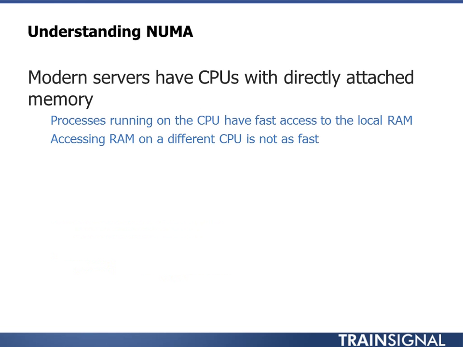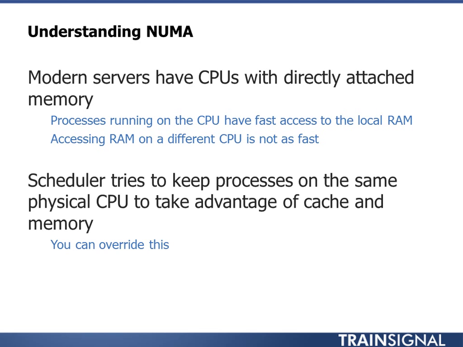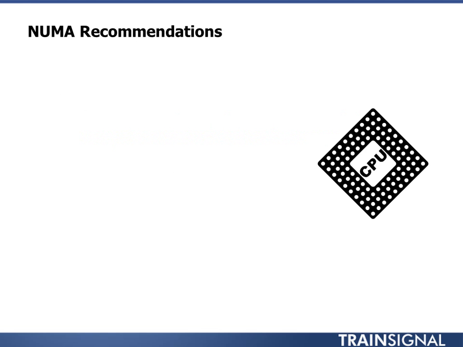So I just kind of ran through the spiel on this, but modern servers have CPUs with directly attached RAM. So processes running on the CPU have fast access to the local RAM. Accessing RAM on a different CPU is not as fast. It's still fast, but it has to go through a hop to get there, so it has a bit higher latency. The scheduler tries to keep processes on the same physical CPU to take advantage of cache and memory, but you can override these things.